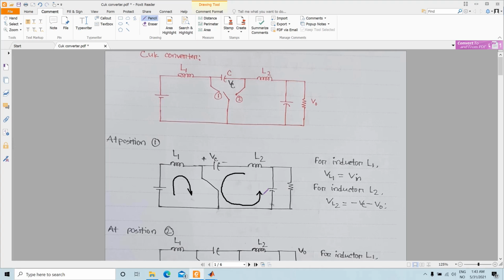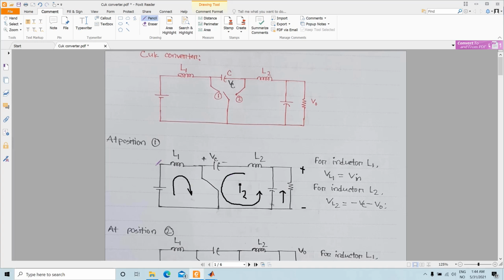The AC part of this current, if I denote it as I2, will flow through this capacitor, and the DC part of this I2 will flow through this resistance. From the current direction, if we define the output voltage polarity like this, you can see that the output voltage polarity will be negative because the current is entering from the bottom of the circuit.